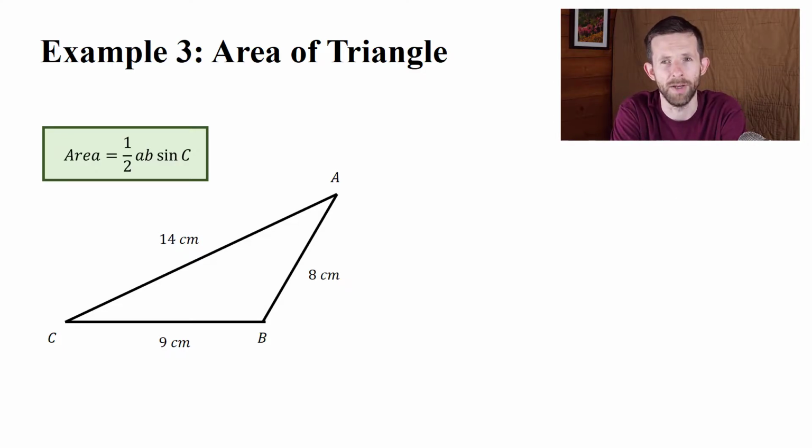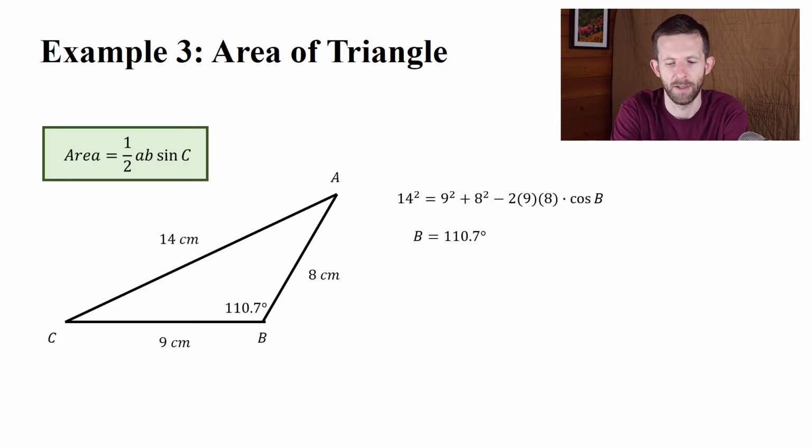Last example, I've got no angles, but I do know the three sides. So when you have no angles, but you know all three sides, you want to use the law of cosines. Doesn't matter what two sides I pick, I'm just going to get some kind of an angle. So I'm going to solve for angle B. So 14 squared is 9 squared plus 8 squared minus 2 times 9 times 8 times cosine of B. I get B to be 110.7.